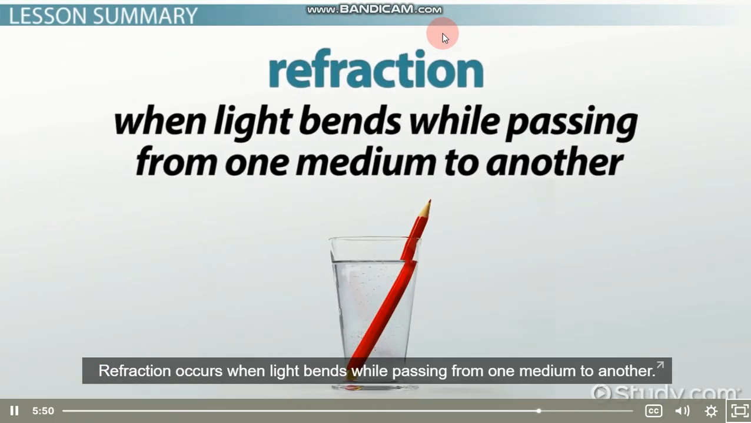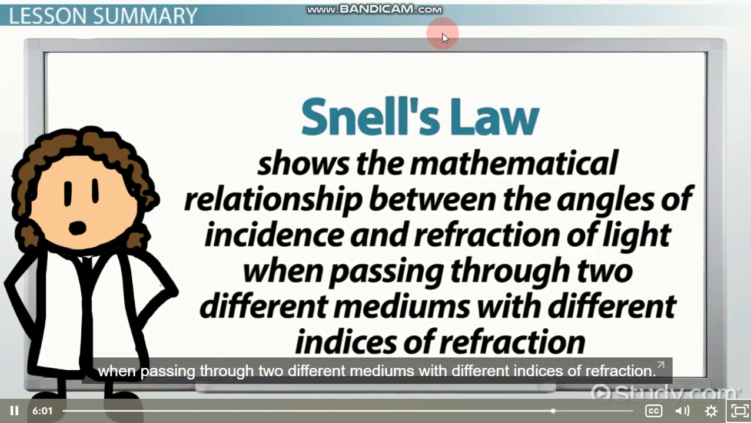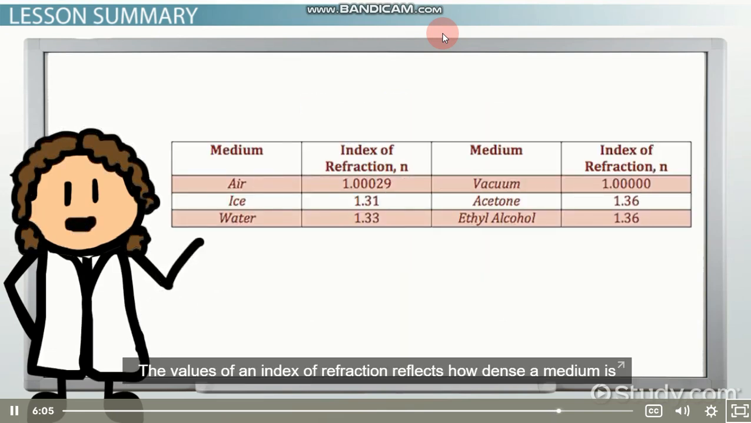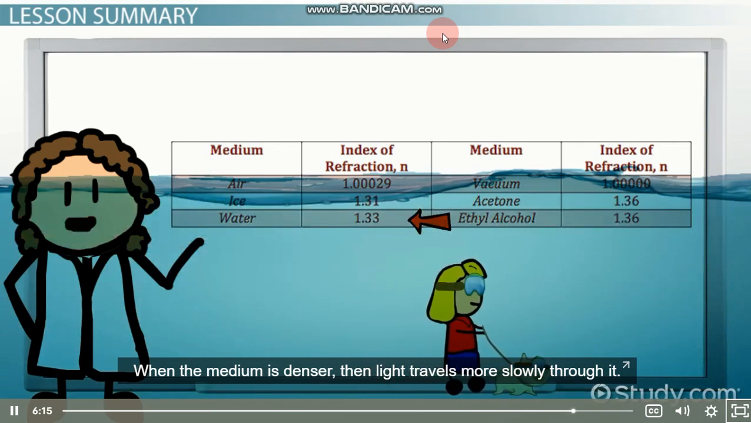Refraction occurs when light bends while passing from one medium to another. Snell's law shows the mathematical relationship between the angles of incidence and refraction of light when passing through two different mediums with different indices of refraction. The values of an index of refraction reflect how dense a medium is. The higher the index of refraction, the denser the medium. When the medium is denser, then light travels more slowly through it.